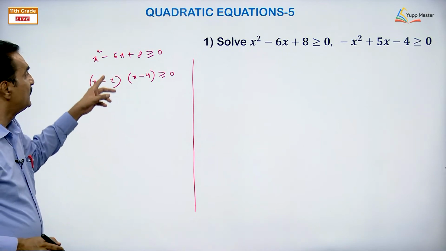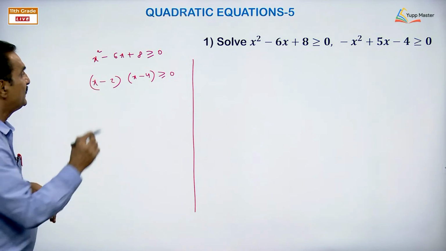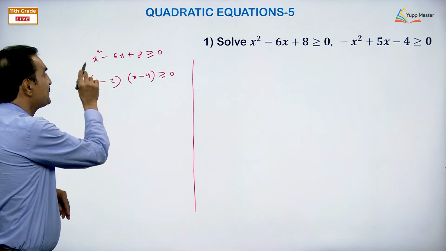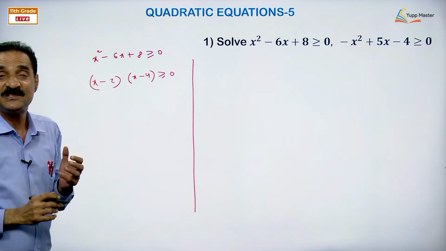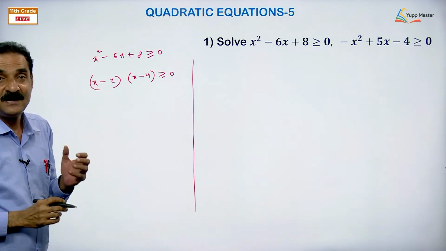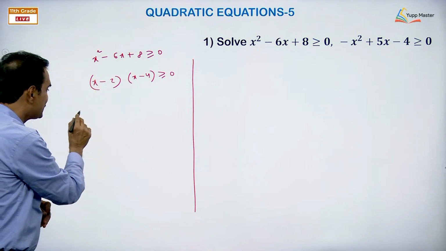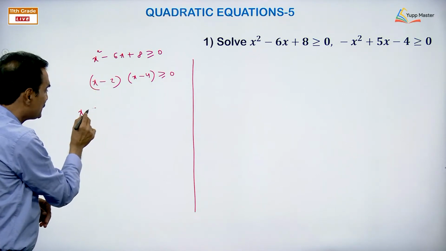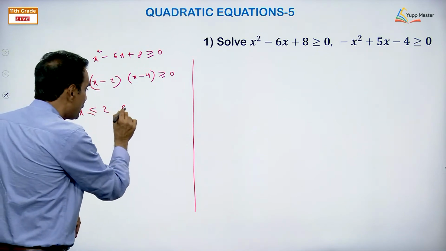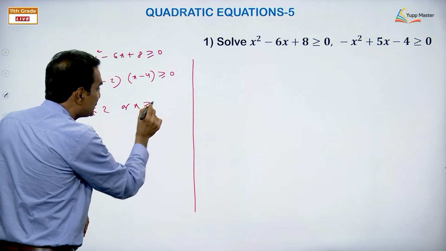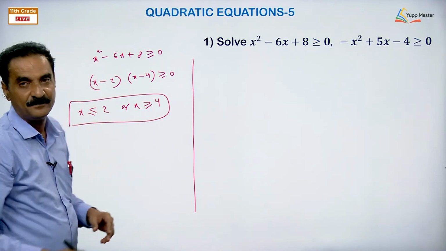Is it not? So there are two distinct real roots, 2 and 4. Now the x square coefficient is positive, and the expression is also positive. When is it possible? When x does not lie between the roots. So the solution is, equality is also there, so x is less than or equal to the smaller root, or x is greater than or equal to the larger root. This is the solution of the first inequality.